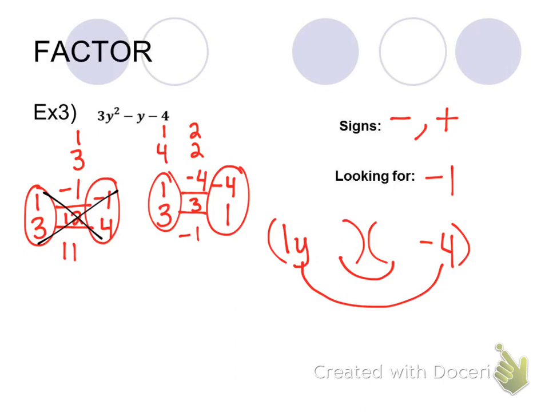Kion, what should go in my remaining blanks here? +1. +1 in the front and 3y in the back. So again, this line that connected the 1 and the 3 at the bottom is still connecting the 1 and the 3.